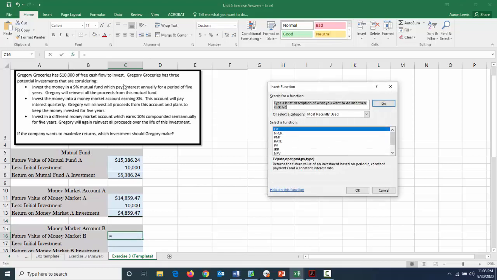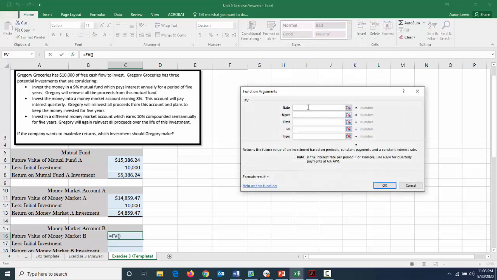Again, we got to start by finding what the future value is going to be of this investment. Rate. This one earns 10% compounded semi-annually. Well, the 10% is for the year, which means each time that it compounds, we're going to get 5% interest. How many times is it going to compound? It's compounding twice a year for a period of 5 years, which means in total it's going to compound 10 times. And the present value is that lump sum payment we're putting in today of our cash outlay of $10,000.